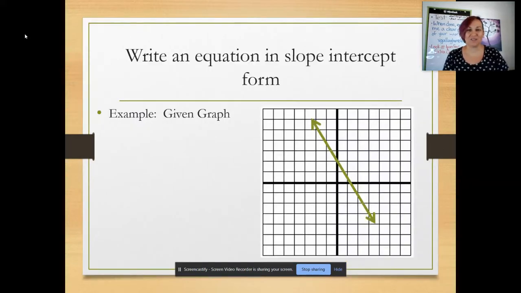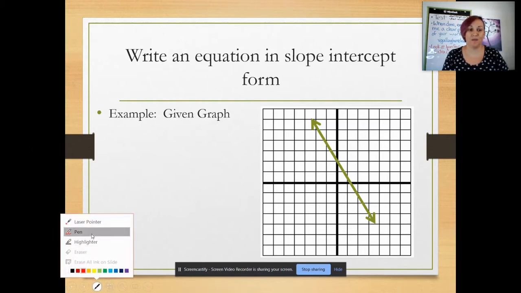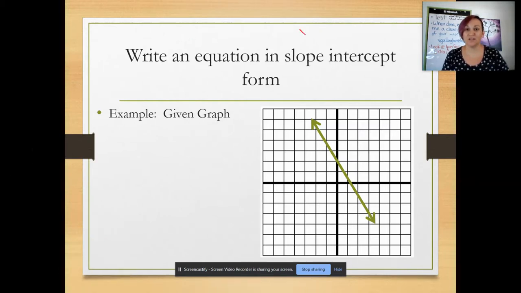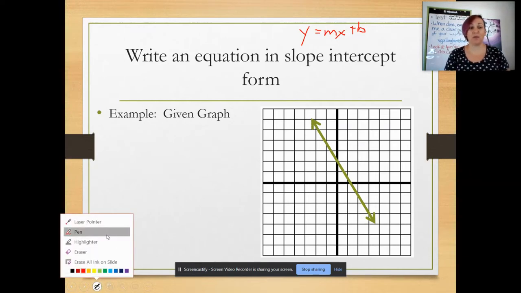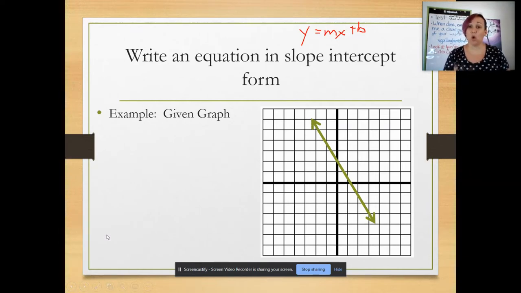So here is our first example. So we have a line drawn on a graph. And the goal is to write something in slope-intercept form. If you have forgotten, slope-intercept form is y equals mx plus b. And in slope-intercept form, the y and the x will stay letters, and the m and the b will need to be replaced with numbers. And so our goal is to stare at the graph and try to figure out what the m and the b are.